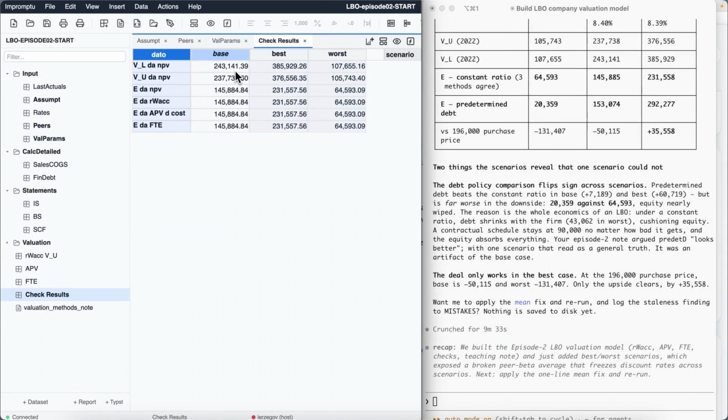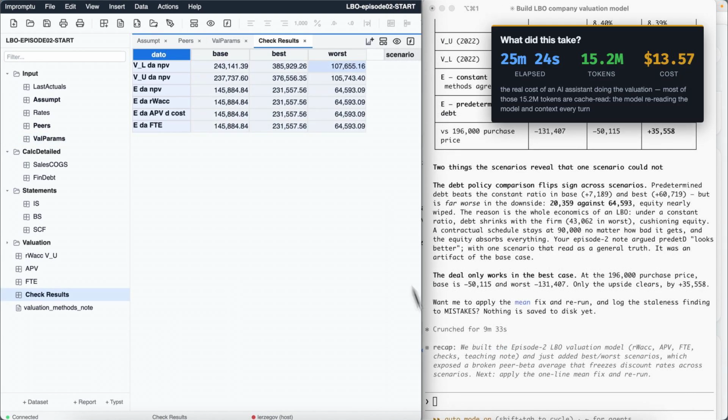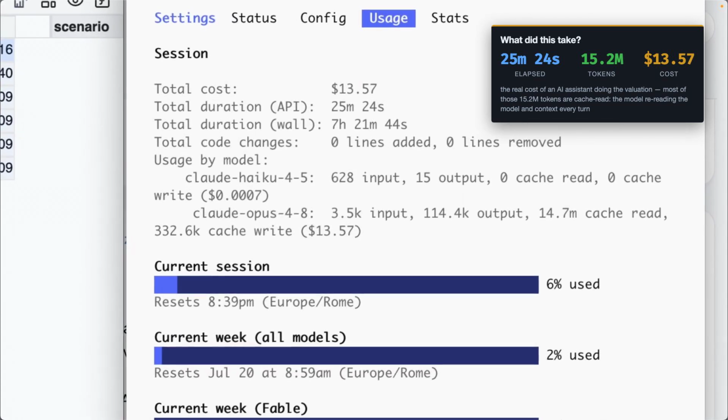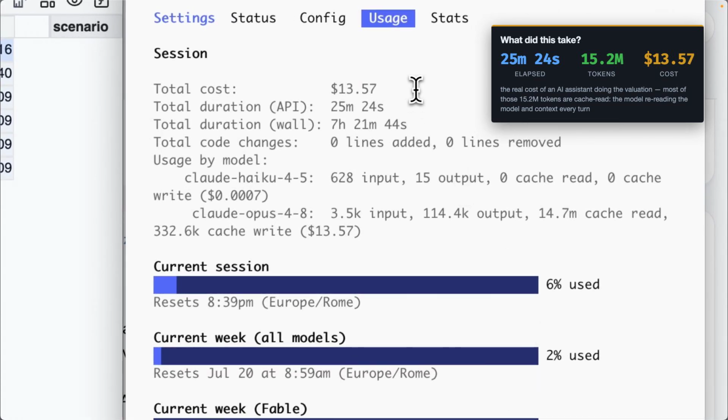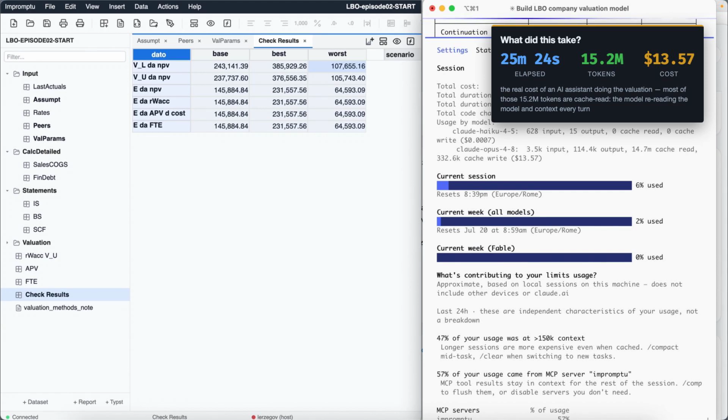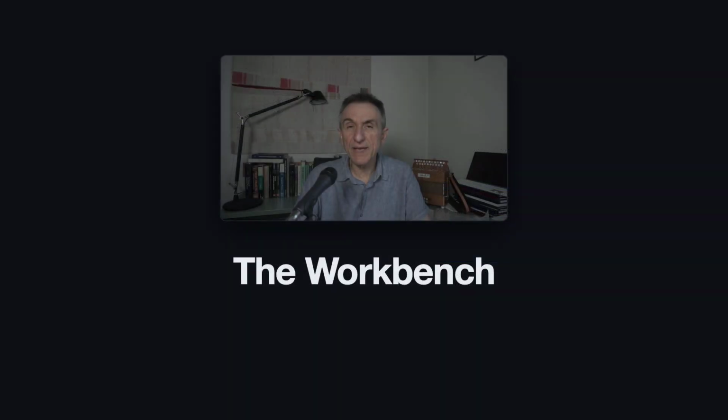And the receipt. Everything you just watched, the whole valuation built and explained, in 25 minutes of assistant time for about $13.50. That's the model, the 3 methods, and the teaching note. Not bad for an afternoon. 3 models, 1 value, and an assistant that can not only build the machine, but also tell you why it works. That's company valuation on the workbench.